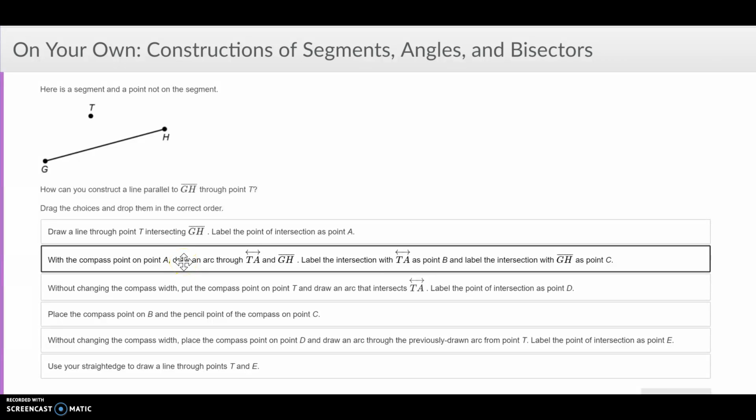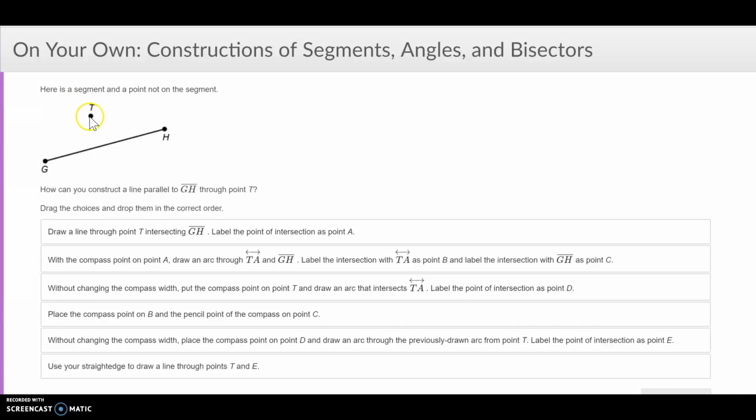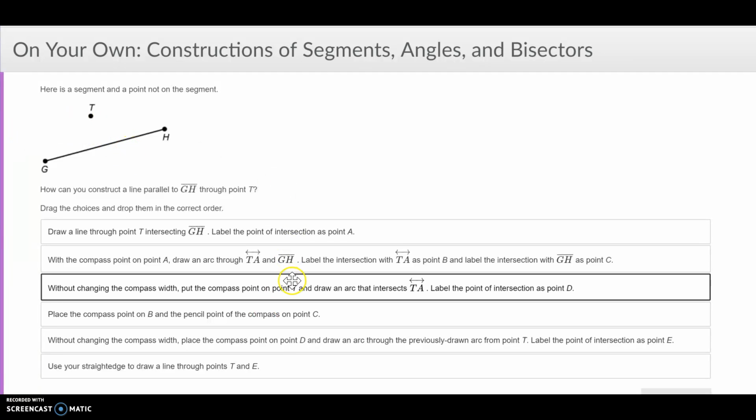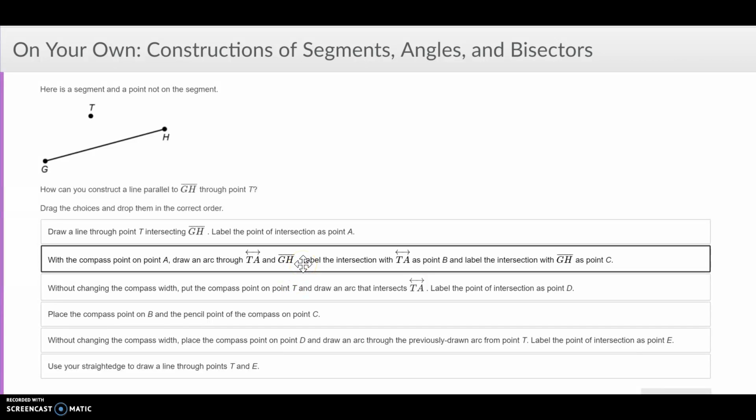With our compass on point A, we're going to draw an arc through line TA and GH. So the line we just drew intersects both of these lines now, and our arc does too. Label the intersection with line TA as point B and label the intersection with your line segment GH as point C.